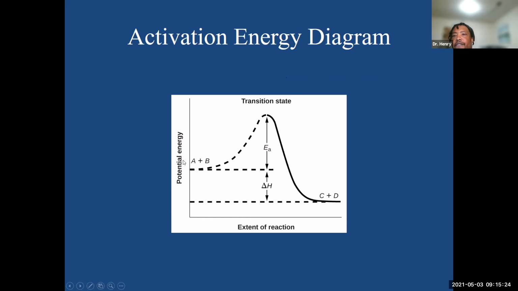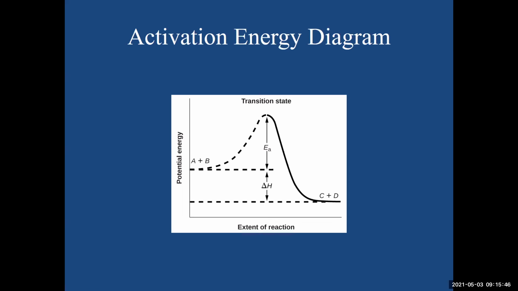So this basically just shows you the activation energy. The activation energy is the energy to get over the hump, that potential energy, so that a reaction can occur. If you don't get over that hump, then that reaction isn't going to occur. Okay, are you with me? Yep.